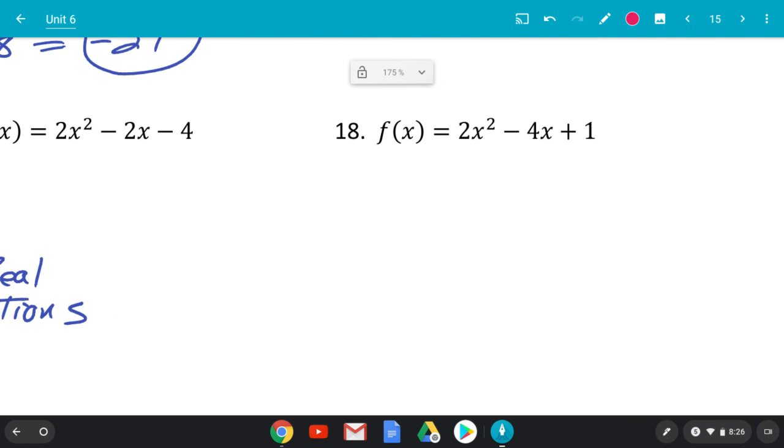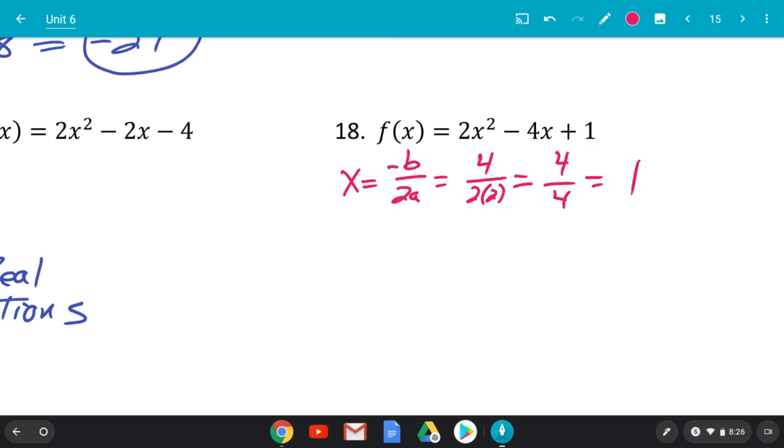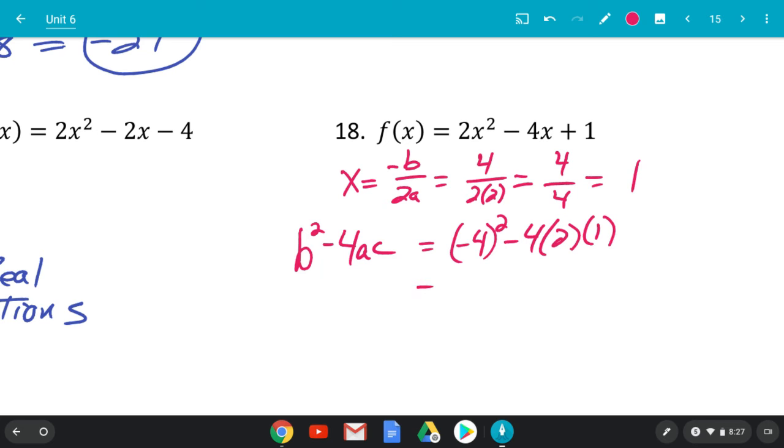Looking at number 18, first for my x value, negative b over 2a. I'm going to have 4 over 2 times 2, which is 4 over 4, or 1. For my discriminant, b squared minus 4ac, I end up with negative 4 squared minus 4 times 2 times 1. Well, negative 4 squared is 16. 4 times 2 is 8 times 1 is 8. So 16 minus 8 is 8. Now that I know my discriminant is 8, there are only 3 solutions.